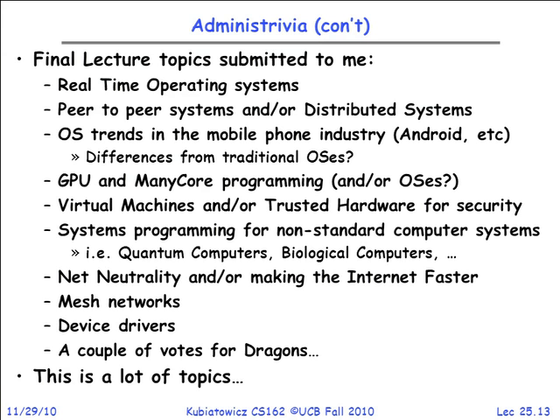I could certainly talk to you about quantum computing. I don't know about the OS side. That's maybe a little too far, but we could do it. Net neutrality. Okay, a few of you. Mesh networks. Okay, a couple. Device drivers. Couple more. Dragons. Okay. All right. I will take that advice into consideration. Okay.